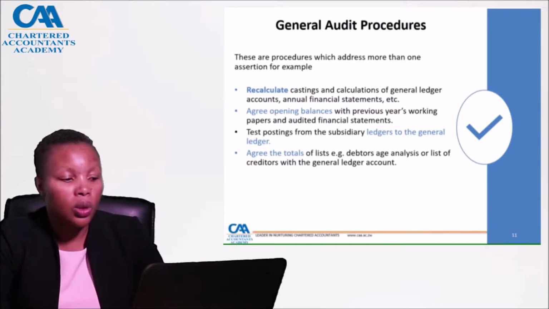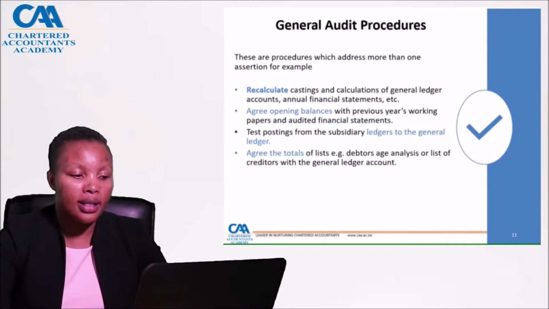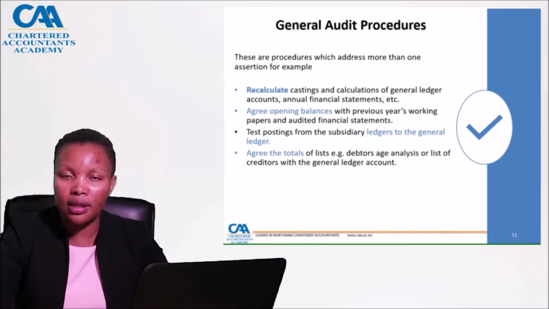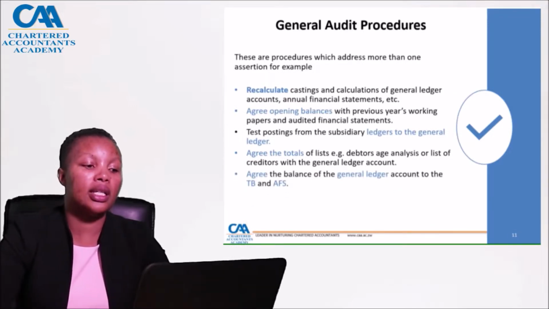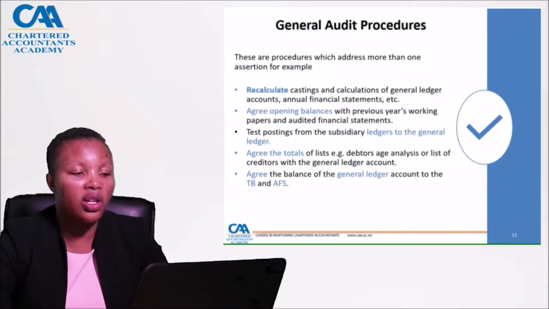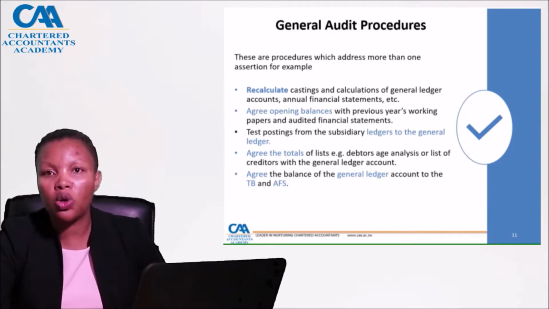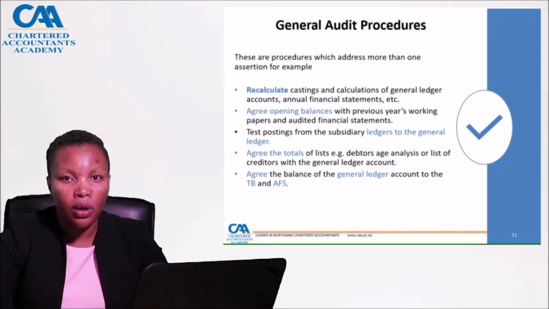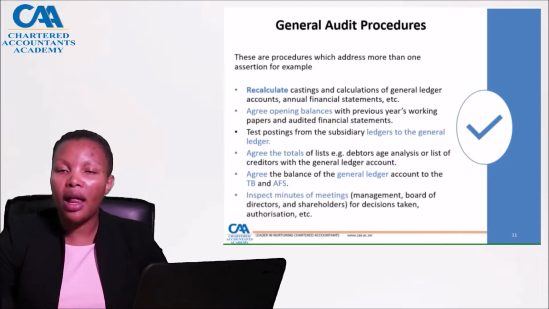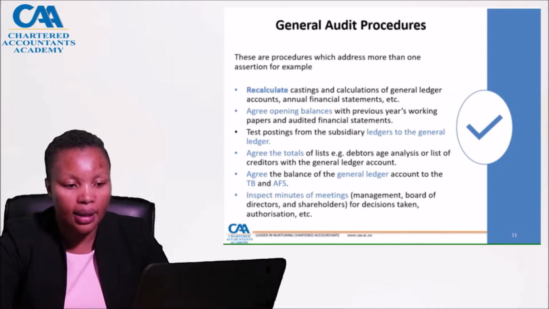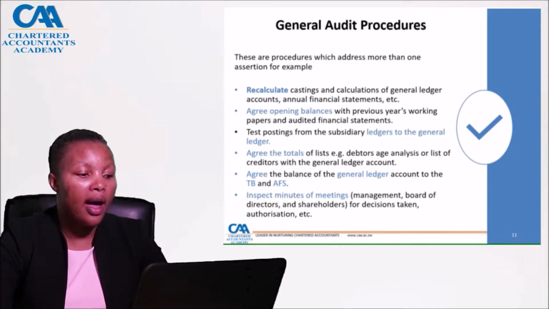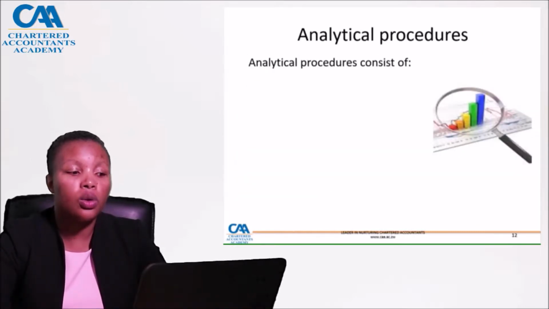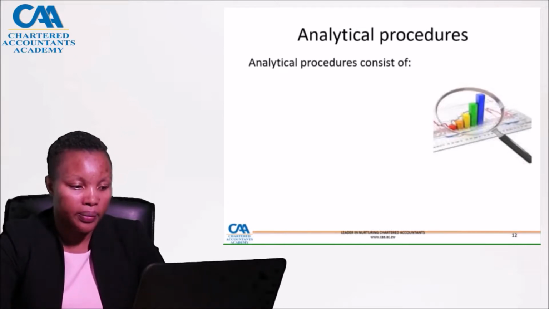We also want to agree totals. For example, saying, is the total on the age analysis the same total that is also on the list of creditors, and you're agreeing that, let's say, with the general ledger account. You could also agree the general ledger balance for a class of transaction, let's say for inventory, to the trial balance, to the annual financial statements. We could also have inspection of minutes of meetings. That could also be a general procedure.